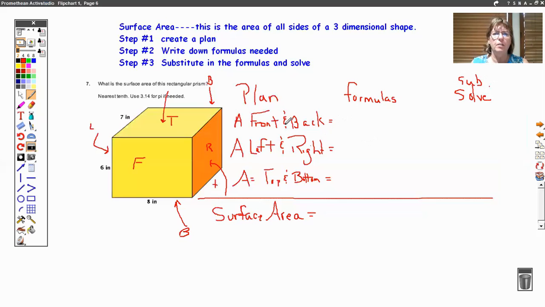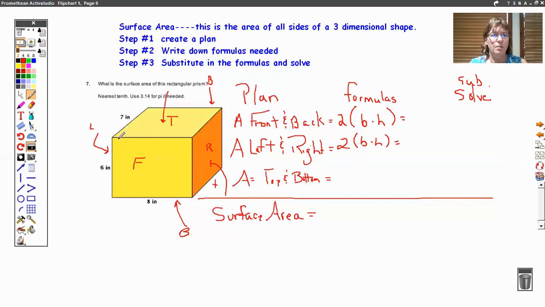So now I want the formulas. Well, I have a front and a back. They're the exact same thing. And I notice the shape is a rectangle, so I'm actually going to have 2 rectangles. So I'm going to do 2 times base times height, because there's 2 of them, okay? That's going to give me the formulas for the front and the back. Well, then the left and the right. And I notice it's a rectangle again. There's 2 of them. They're exactly the same. So it's, again, 2 times base times height.